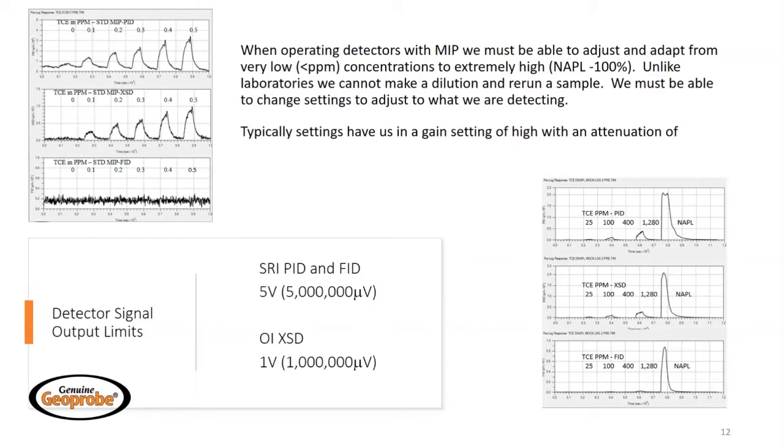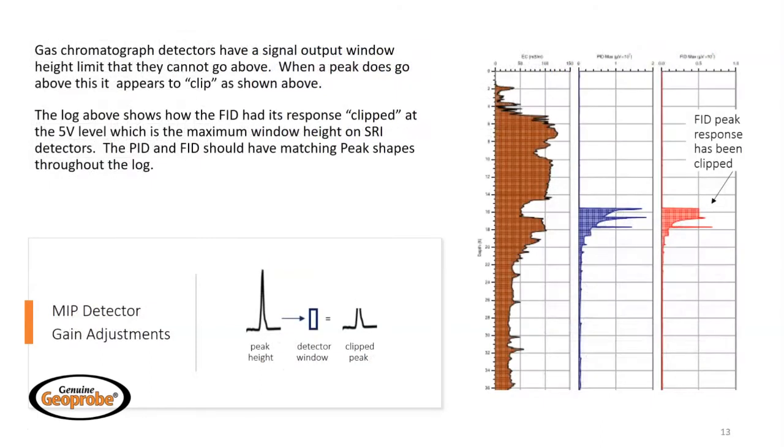On the SRI, the PID and FID can output a signal up to 5 volts. The XSD can output up to a 1 volt signal. The detector can see beyond that, however, the system cannot output that signal and it will result in a flat line, as we see here on the FID.